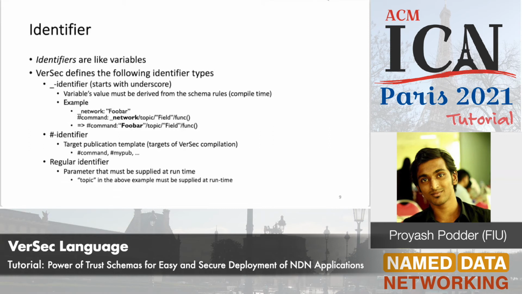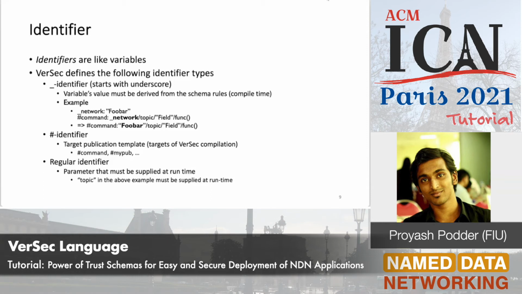Okay, so identifiers are a key concept of the VerSec language, and they are mostly like variables. In VerSec, we have three different types of identifier. Number one starts with an underscore. What does it mean? It means this variable's value must be derived from somewhere in the schema rules. So if we see an example like network, it is mentioned as foobar.